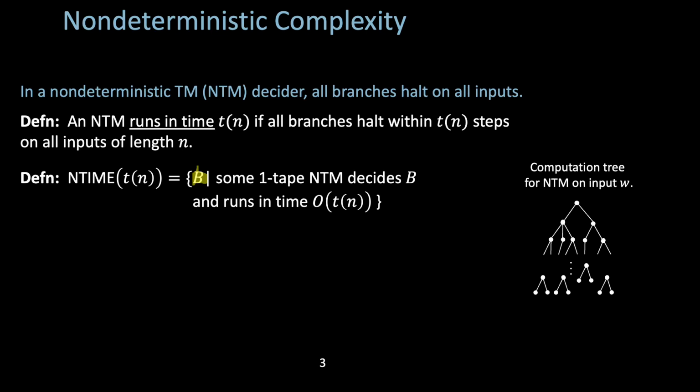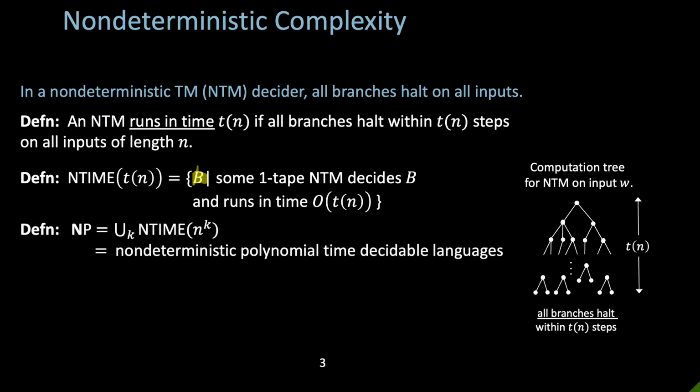Thinking about this computation tree, you have an input w, and you guess what is the next best step when I am trying to solve this problem. Should I pick this answer or this answer? And eventually, if you follow a branch all the way down, that will be a certain set of steps that you have picked that will represent an answer to the problem. As long as all branches halt within T of n steps, then that Turing machine is considered to run in time O of T of n. It's in NTIME T of n.